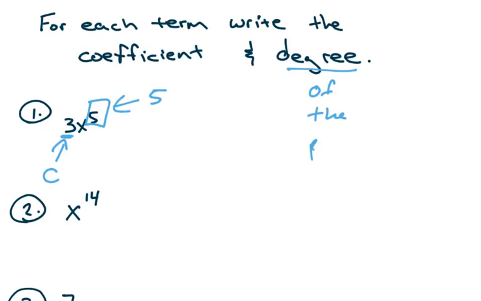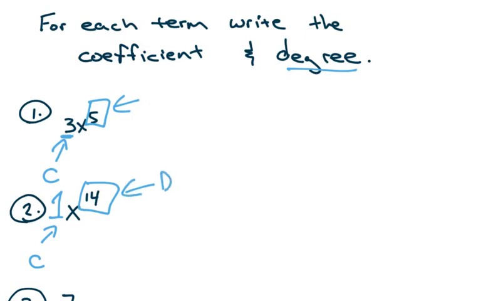So if you look at the second one, if I ask you what's the coefficient, be careful. There's technically a 1 here. Sometimes people think because there's not a number they'll say 0, but this is the coefficient and this is the degree. I guess I should put D here instead of rewriting 5. So we'll put a D here.